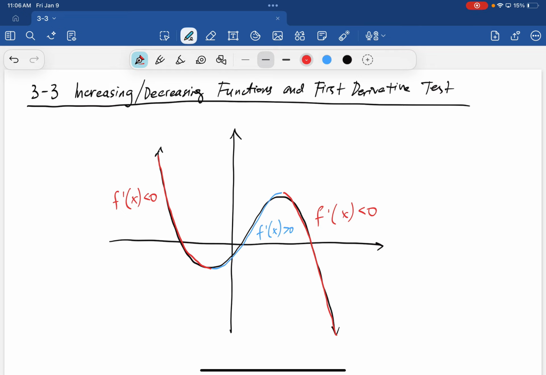On number 1, I forgot to write actually the actual function itself. It's supposed to be f of x equals x cubed over 4 minus 3x. Okay? So first, estimate using the graph what are the open intervals on which the function is increasing or decreasing.